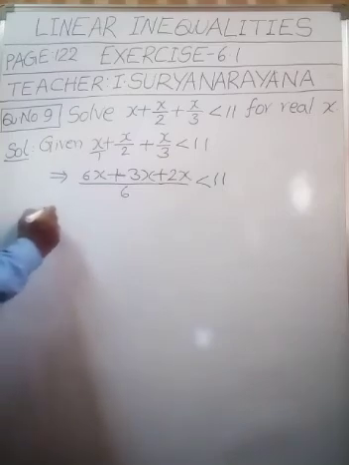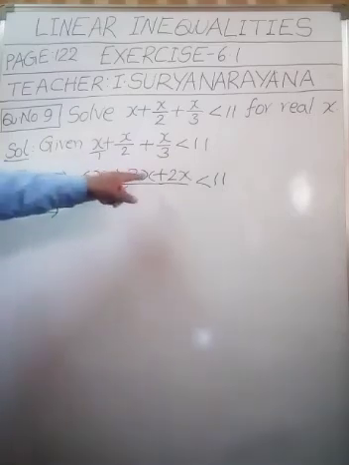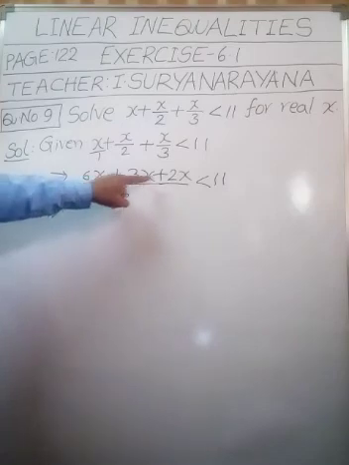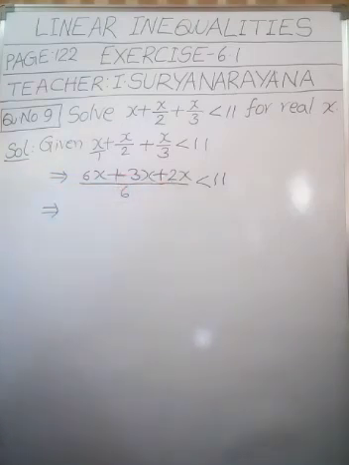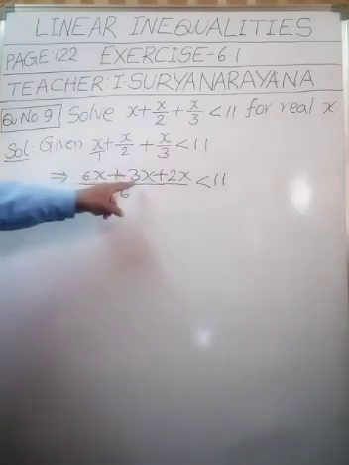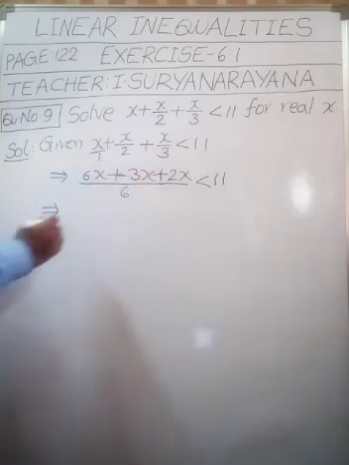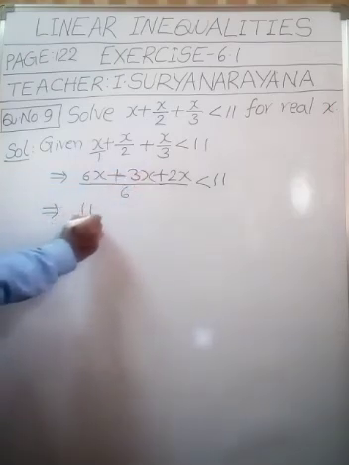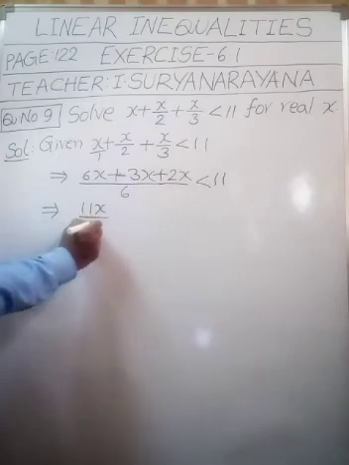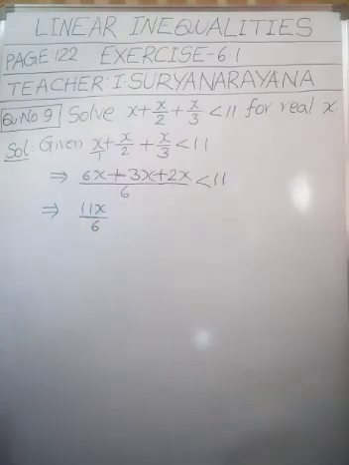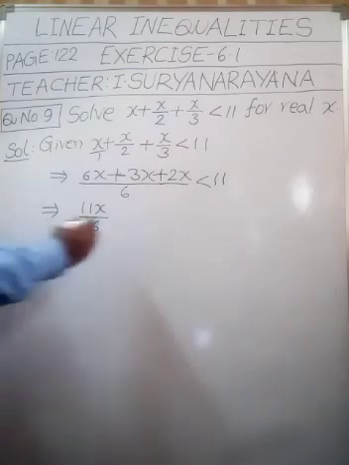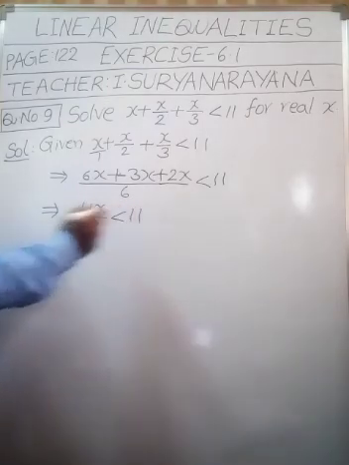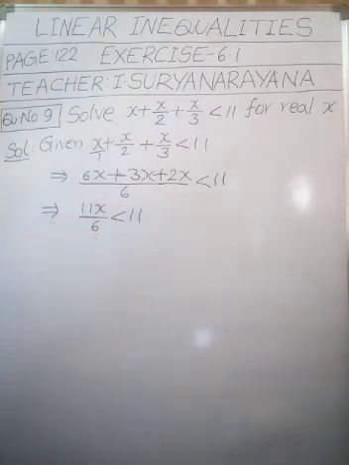Right. This implies, now let us simplify the numerator. 6x plus 3x plus 2x. What will you get here? 6 plus 3 is 9, 9 plus 2 is 11. 11x by 6. Okay, my children. What will you get here? 11x by 6 less than 11. Understood this step, my children?